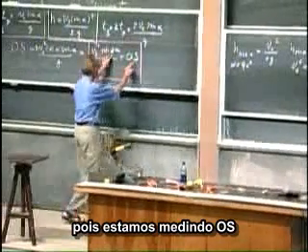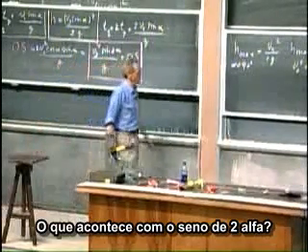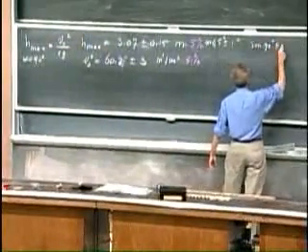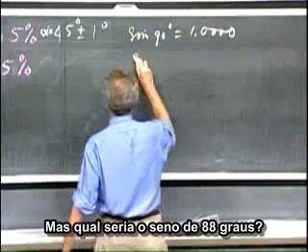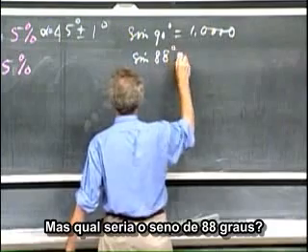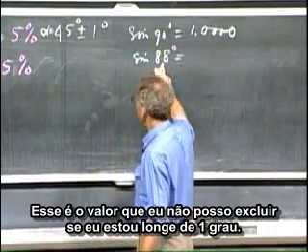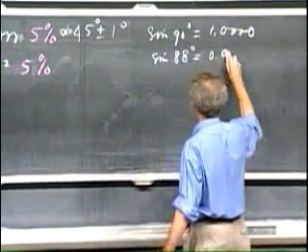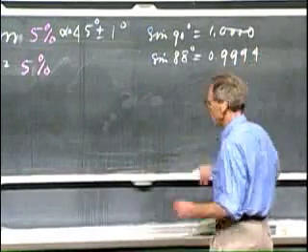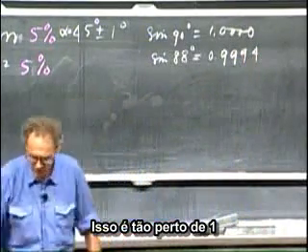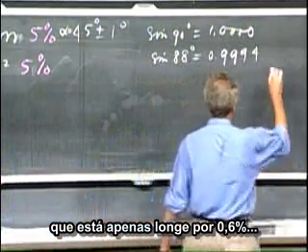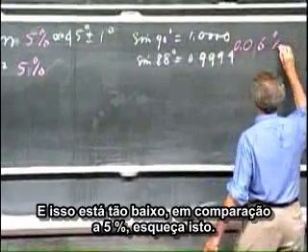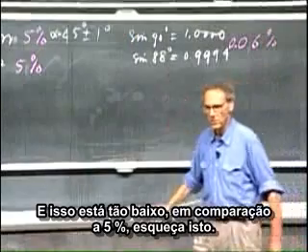Because we're going to measure OS. What happens with the sine of 2 alpha? The sine of 90 degrees is 1.0000. But what would be the sine of 88 degrees? That is the value that I cannot exclude if I'm off by 1 degree. And that value is 0.9994. That is so close to 1 that it is only off by 0.06%. And that is so low compared to 5%, forget it.